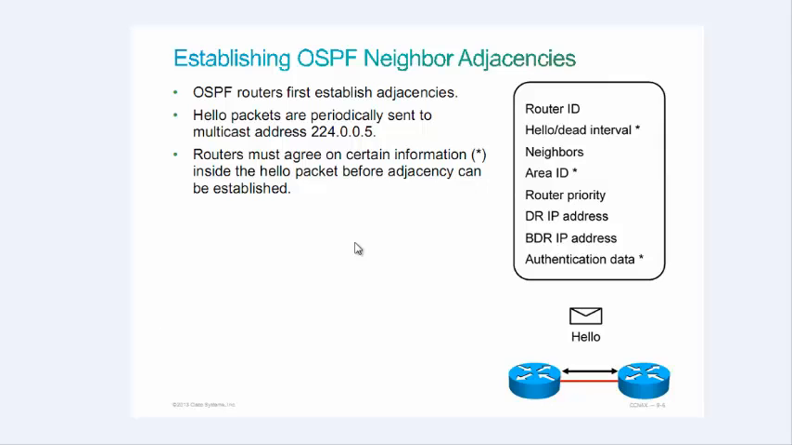Next is neighbors. If two OSPF routers have to form neighbors, they should be directly connected. Only directly connected routers will be able to form neighborship. That is why neighbors. Now area ID. If these two routers are forming neighbors, they should be in the same area.